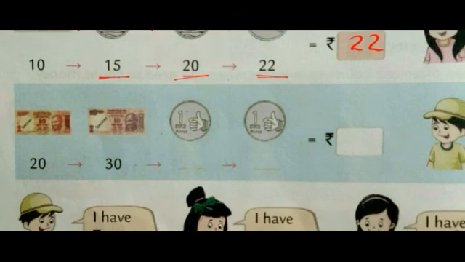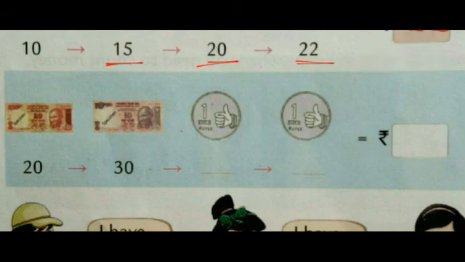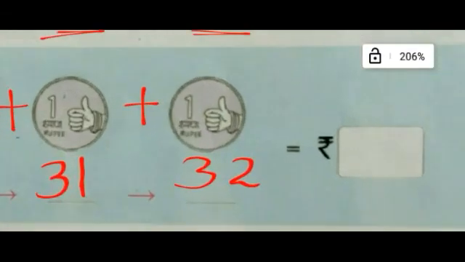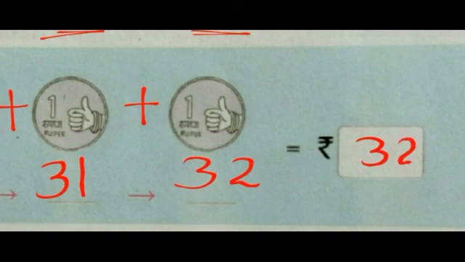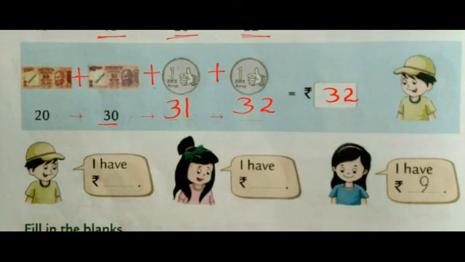Let's do this one. First, the biggest one is amount is 20 rupees here. So 20 plus 10 is equals to 30. 30 now plus 1 rupee coin will become 31, and 31 plus again 1 rupee coin, it will become 32. That means this is 32 rupees here. Okay. Now again we have to tell how much each of them have. So the boy with green shirt and green cap, he has 32 rupees in all.